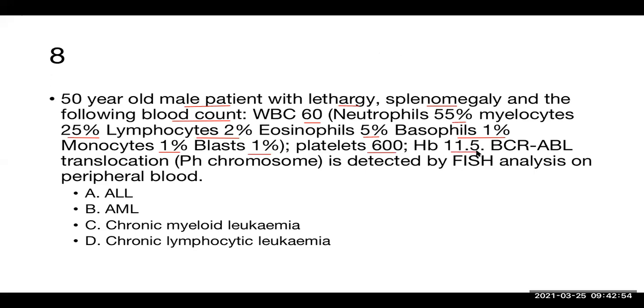Hemoglobin 11.5, slightly low. BCR-ABL translocation, or another term is Philadelphia chromosome, is detected by fluorescent in situ hybridization analysis on peripheral blood. This is a type of DNA analysis. Now, I'm sure all the students who have attended our previous lecture or studied any topic of hematology can solve this question. What is the correct answer? Who wants to pick the correct answer here? Anyone?